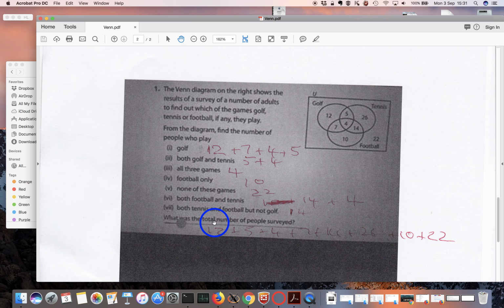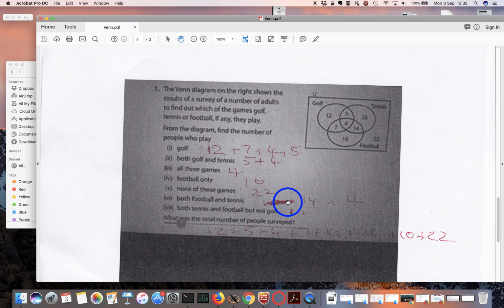Okay, and then the final question is, what is the total number of people surveyed? And essentially you just add up all the numbers in the Venn diagram, because you have 12 people who just play golf, 5 people who just play golf plus tennis, and then 4 people who play all 3 sports. That's 4, and we add in the 7, the 14, okay, the 26, and the 10, and then 22. So essentially just add up all the numbers in the thing.